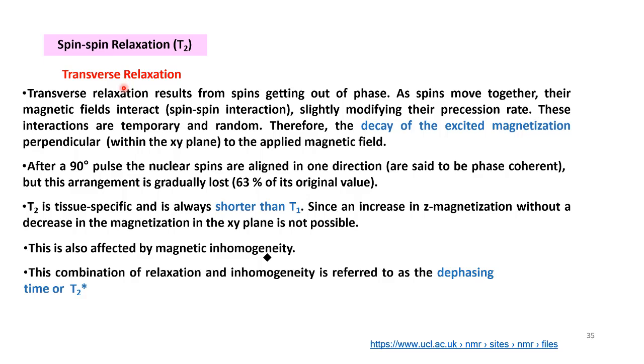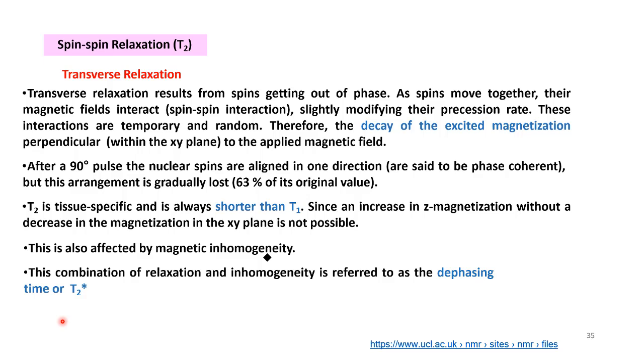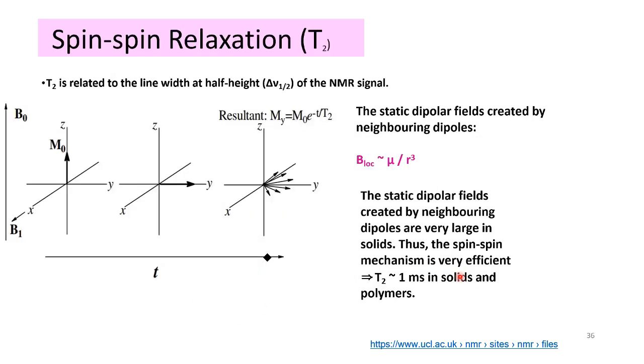This is also affected by the magnetic inhomogeneity. If a material is not homogeneous in the sense of magnetization, the relaxation will depend on that. This combination of relaxation and inhomogeneity is referred to as the dephasing time, or T2 star. So T1 is dependent upon the dipolar interaction, and T2 star is a combination of relaxation and inhomogeneity. So it is sometimes referred to as dephasing time. As we can see, in different directions in the xy plane, the relaxation can happen.